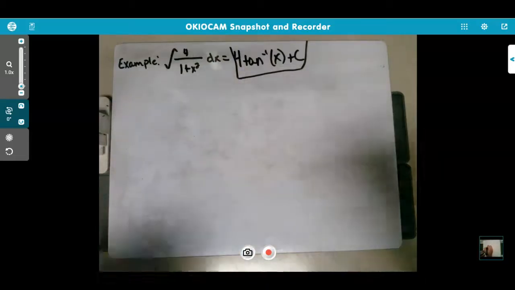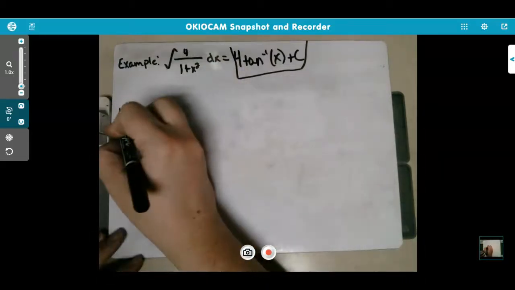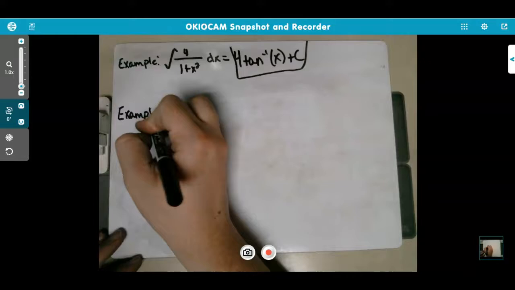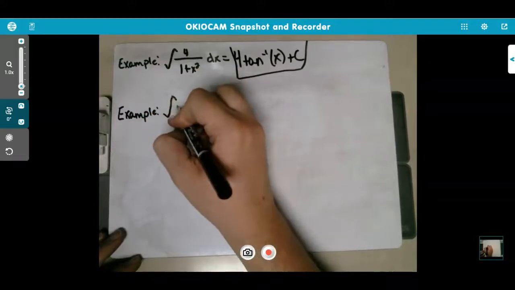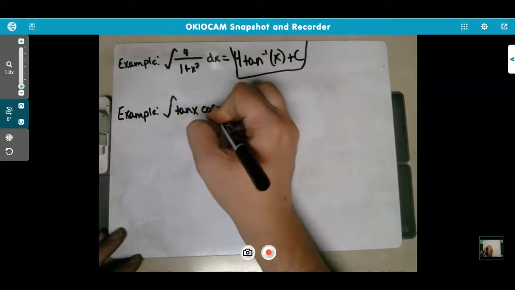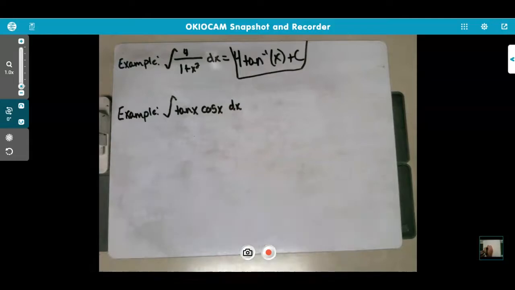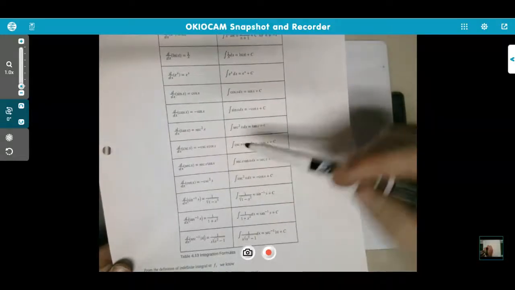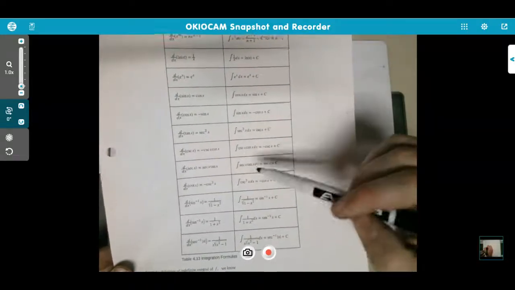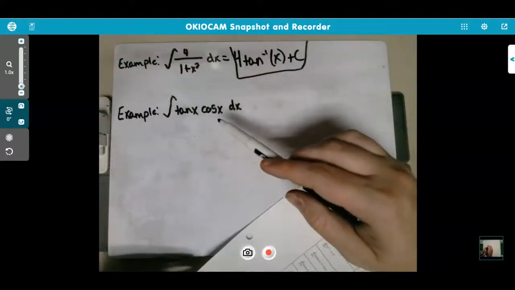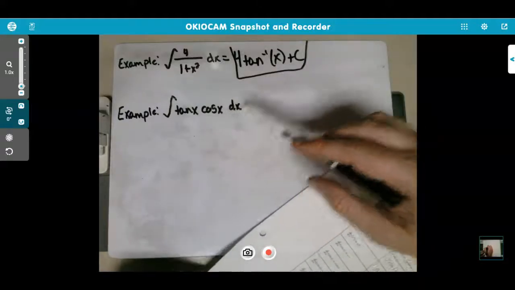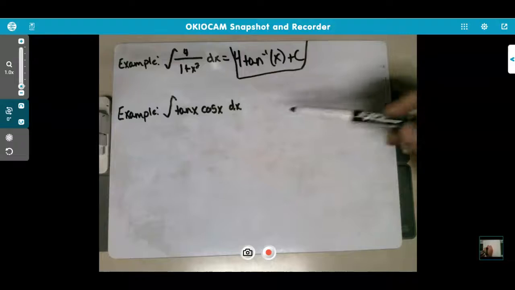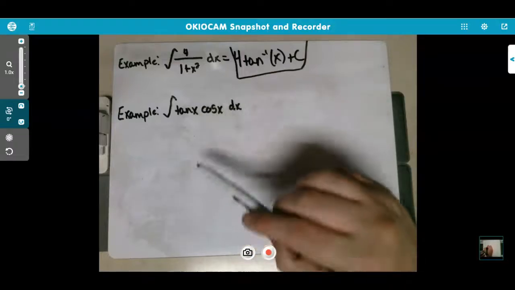Another example, this one takes a little bit of manipulation. Integral of tangent x cosine x dx. Now, as I have it right here, there's not really a rule for tangent x cosine x, right? If I look at all of them, there's some trig stuff over here, but none of them have tangent x cosine x. So let's think if there's a way I can rewrite this, okay?